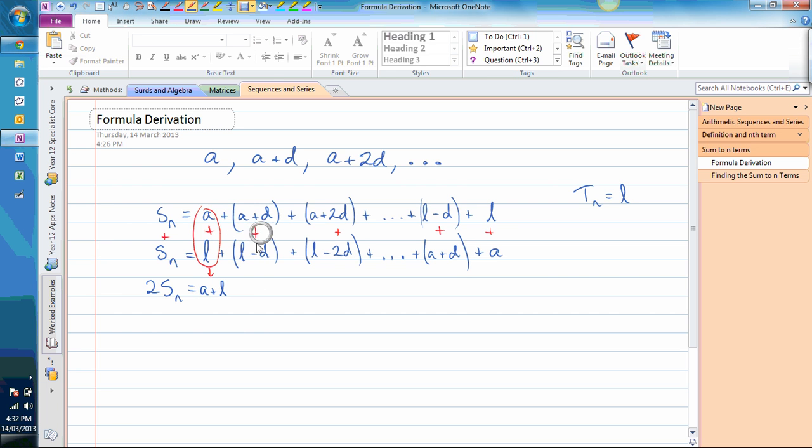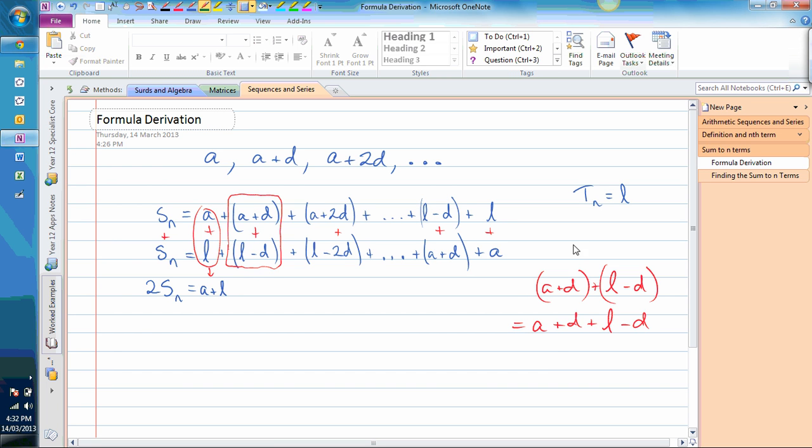Let's have a look at this bit here and do this sum. I'll write it over to the side. I've got A plus D plus L minus D. It's pretty clear that those two D's are going to cancel out, and I get A plus L. That's interesting. This one here is also A plus L. Now I'm going to put each of these in a set of brackets, because that's going to be helpful to us.